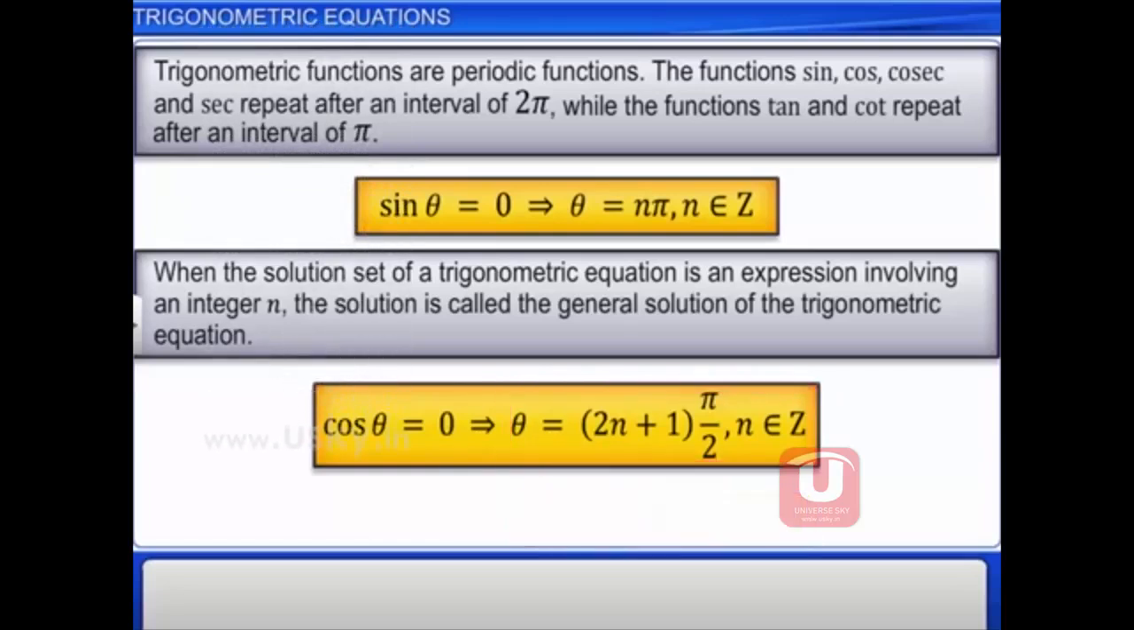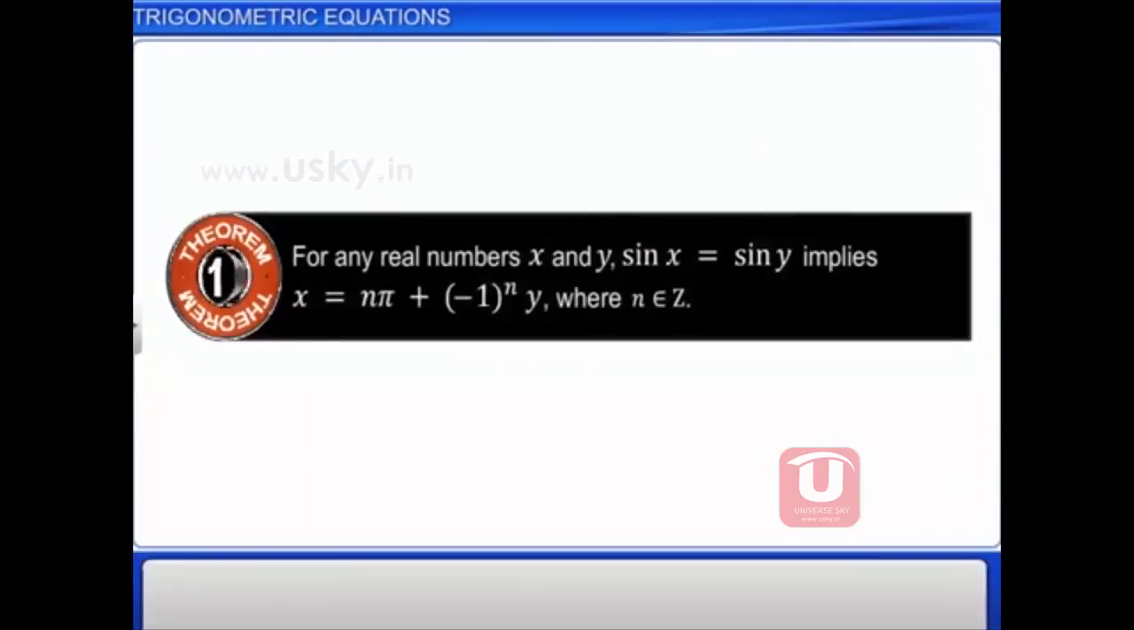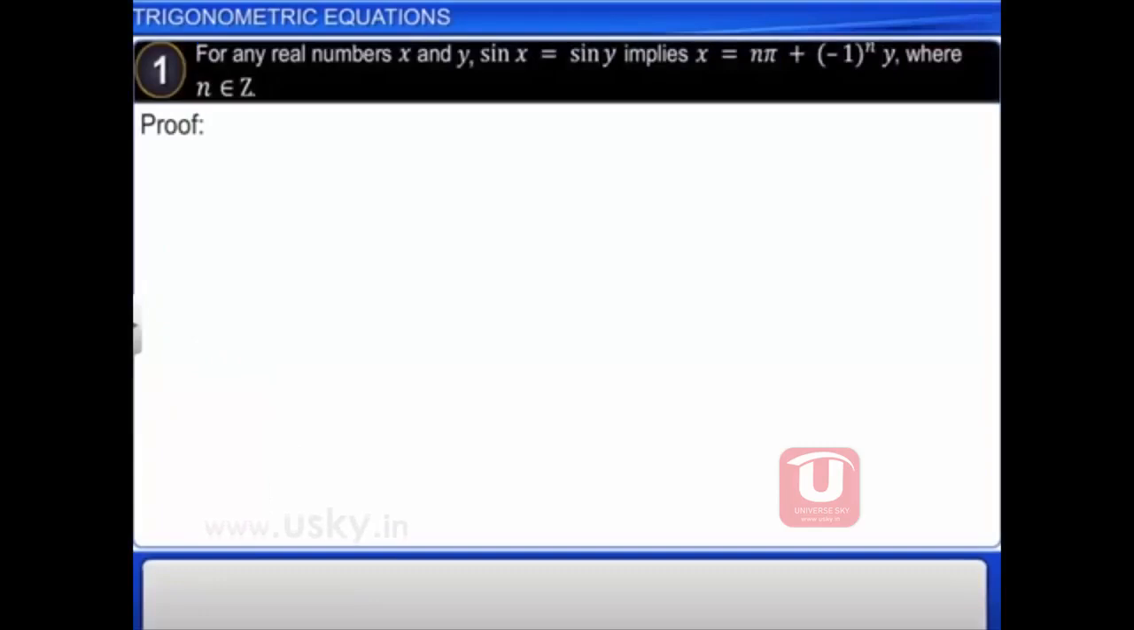Let's now prove some theorems that will help to find the general solutions of trigonometric equations. The first theorem is, for any real numbers x and y, sin x is equal to sin y implies that x is equal to n pi plus minus 1 whole raised to the power n into y, where n belongs to the set of integers. Let's begin with the proof.